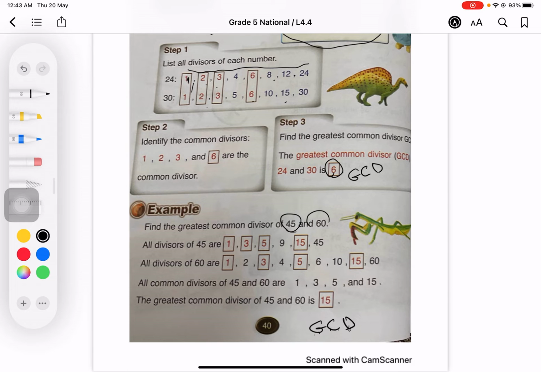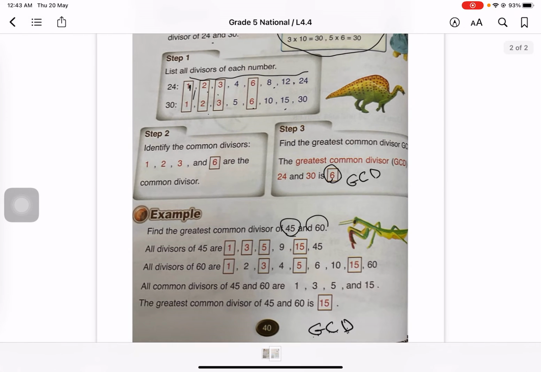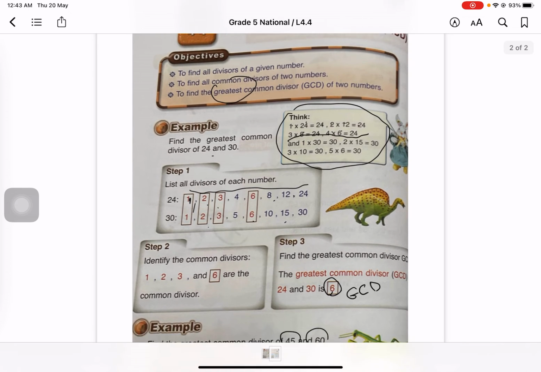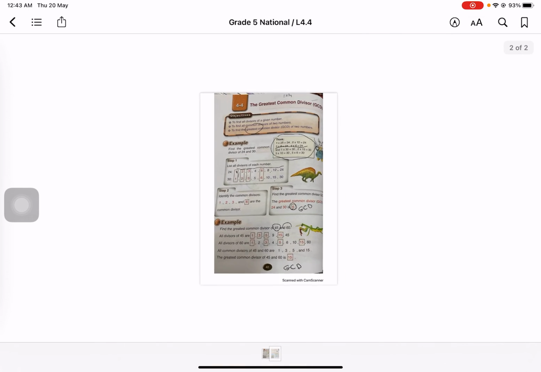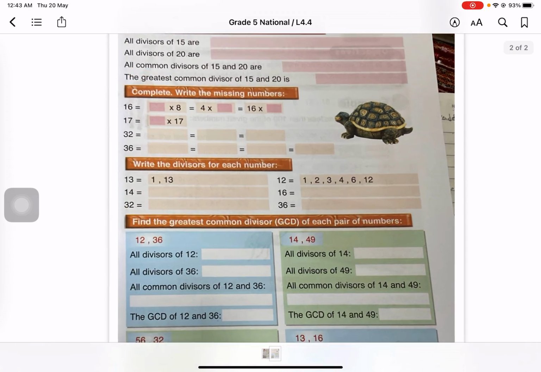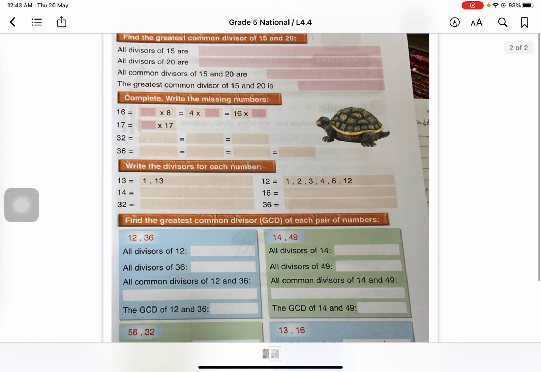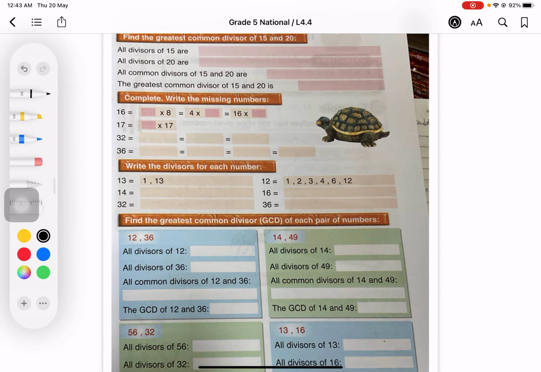Now let's go to page 41 and solve some questions. Find the greatest common divisor of 15 and 20. We are going to write all the divisors of 15. As I said, you will start with 1 here and 15 here. Then you go to 2.